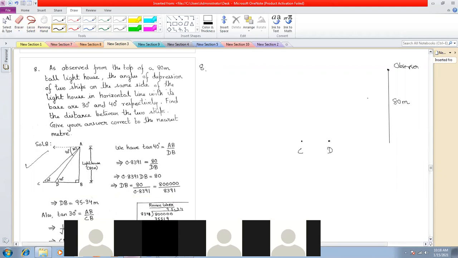That is again problem type 1 or problem type 2, as I discussed. So the observer is observing these two ships, and the observer observes that the angle of depression of these two is 30° and 40°. So first, let us draw the line of sight. The observer is looking at D, and the observer is looking at C. And this becomes my horizontal.